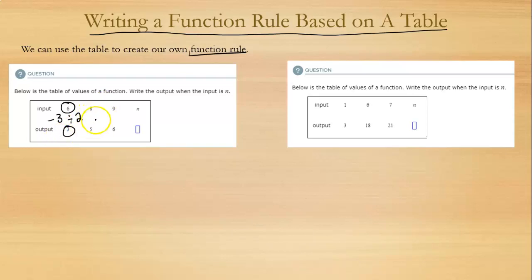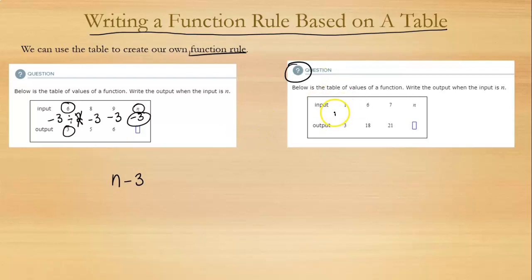So we want to see how this stays consistent as we go across the table. 8 minus 3 is 5. 9 minus 3 is 6. It looks like the rule is to subtract 3, not divide by 2. Now, the way to write a rule for that is to just take your input and do whatever the operation is to it. So the function rule for that one is n minus 3. You pause the video and try this one on your own.